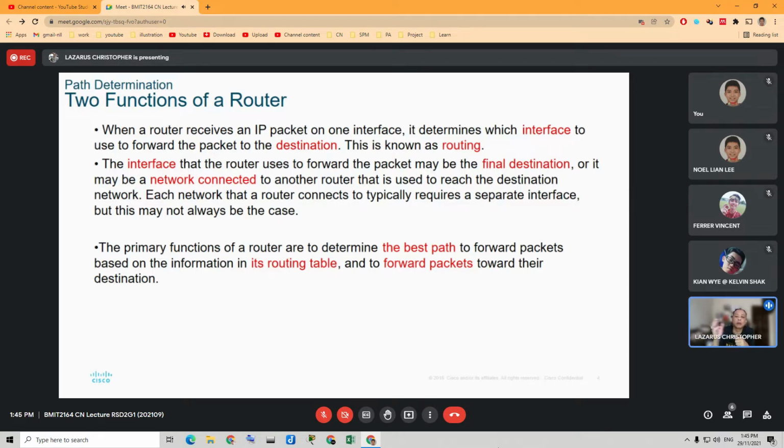In that case, the packets need to arrive at a destination that is a remote network further along the network, right?